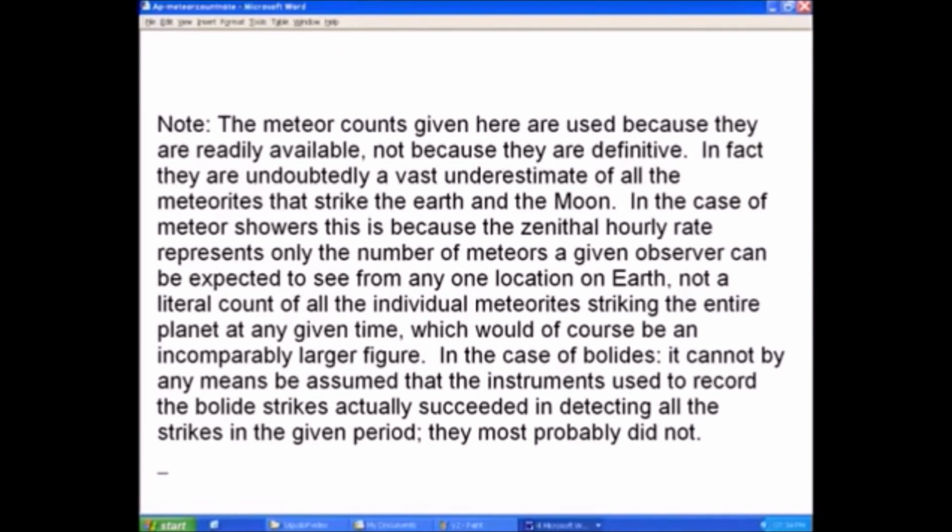In the case of bolides, which I'll describe in a minute, it cannot by any means be assumed that the instruments used to record the bolide strikes actually succeeded in detecting all the strikes in the given period. They most probably did not.